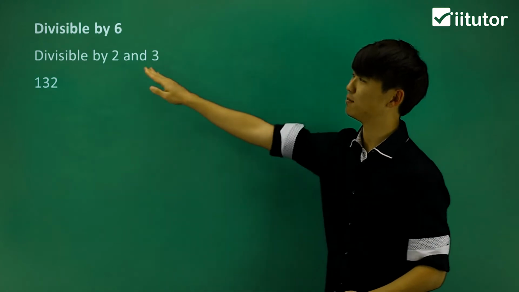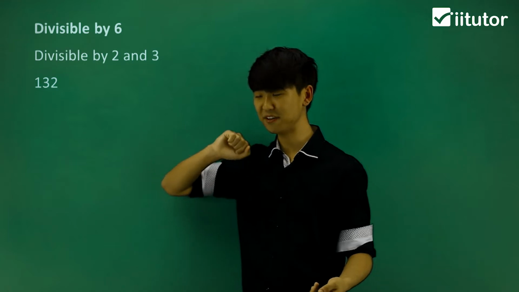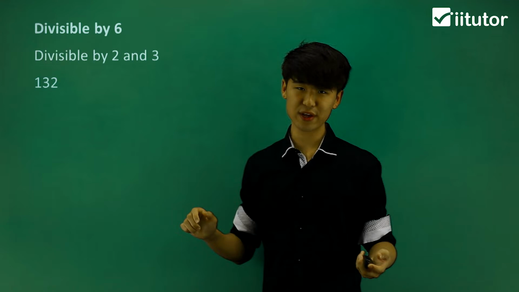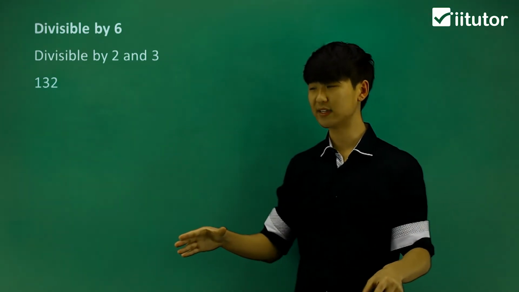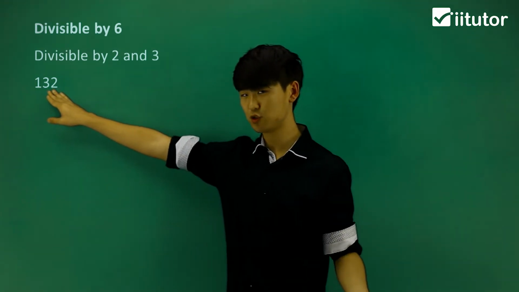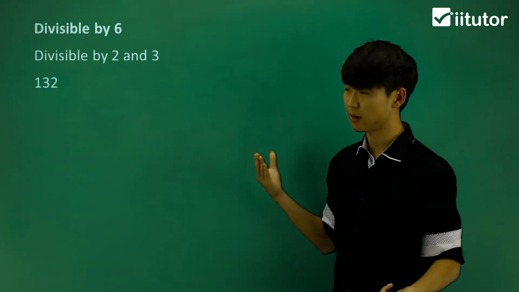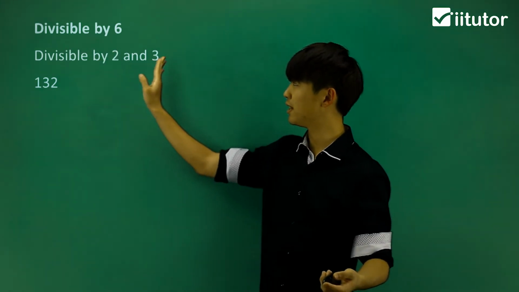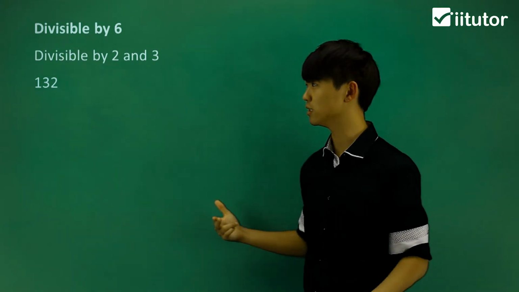Let's see if it passes these two conditions. The last digit is 2, so this number is even, so obviously it's divisible by 2 first of all. Now, how do we know if a number is divisible by 3? Hopefully we recall, we have to look at the sum of the digits. The sum of the digits here is 1 plus 3 plus 2, which equals 6. And that is of course divisible by 3, so this whole number is divisible by 3. So it's divisible by 2 and 3, then this number is divisible by 6 also. That's the thought process here.